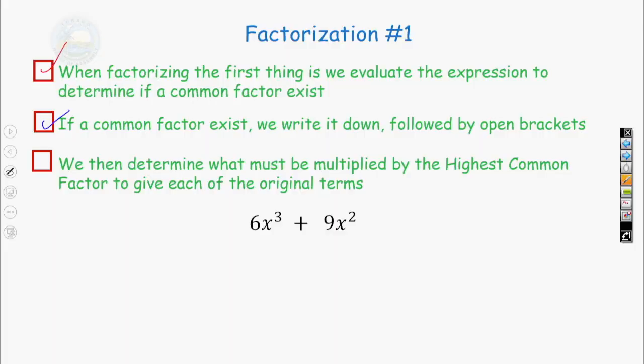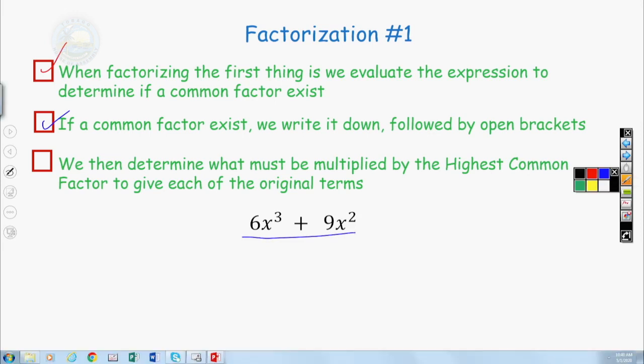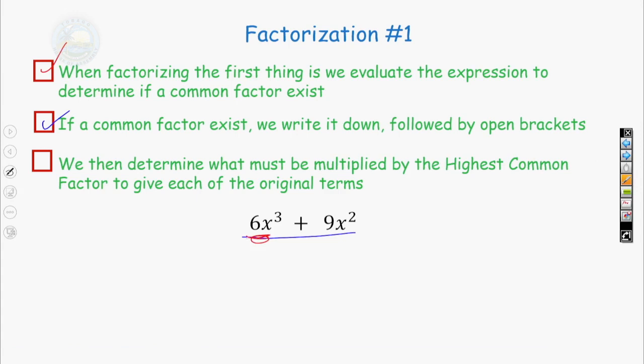So that's my suggestion. We are saying, check for common factors. If common factors exist, write them down, and we then determine what must be multiplied by the highest common factor to give each of the original terms. Here we have an expression: 6x cubed plus 9x squared. Here we have 2 terms: the term 6x cubed, and the term 9x squared.